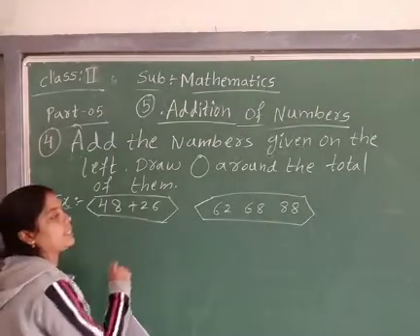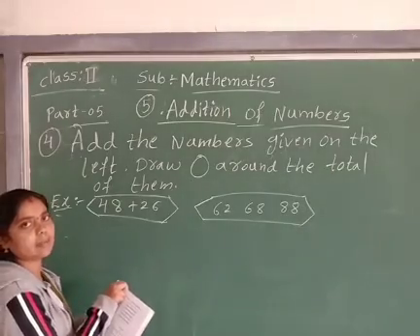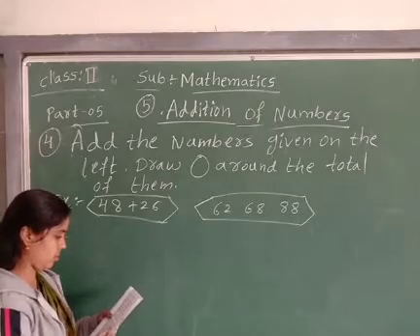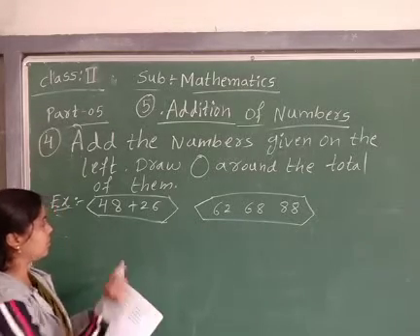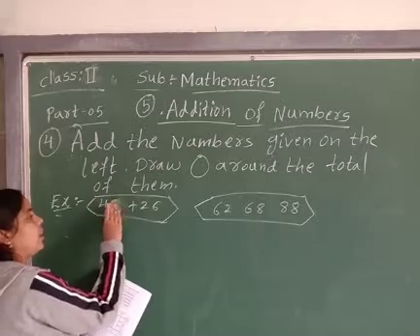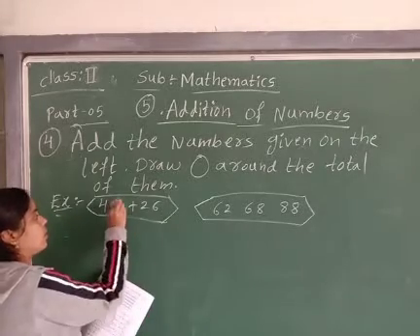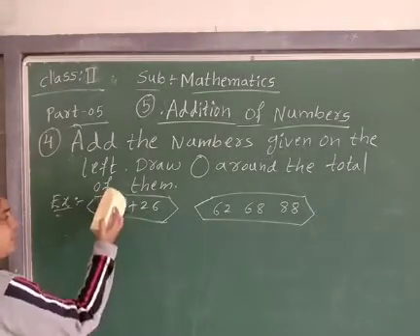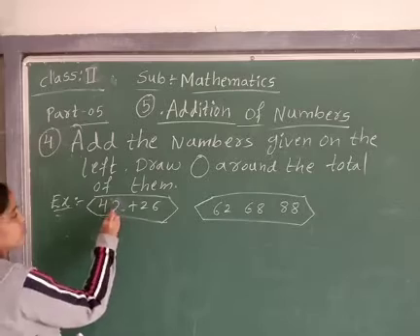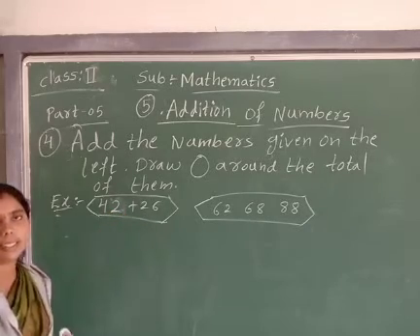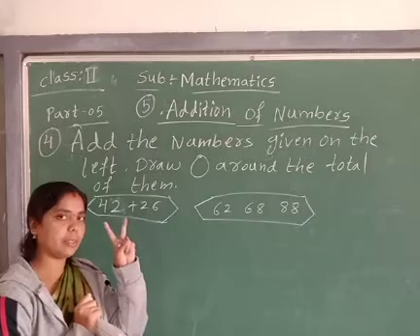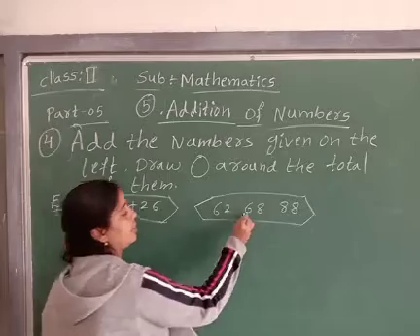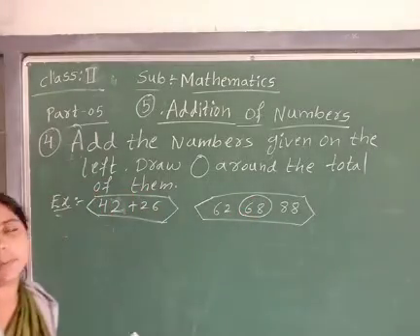Here 8 plus 6, how much? 8 plus 6. Keep 8 in your mind. So here it is 42, children, not 48. 42. So here it is 42 only. See here, 2 plus 6, how much, children? Keep 6 in your mind, add 2: 7, 8. So 4 plus 2, 6 only. 68 is the answer, and that answer you circle.